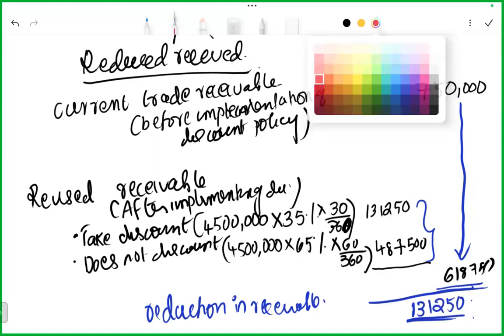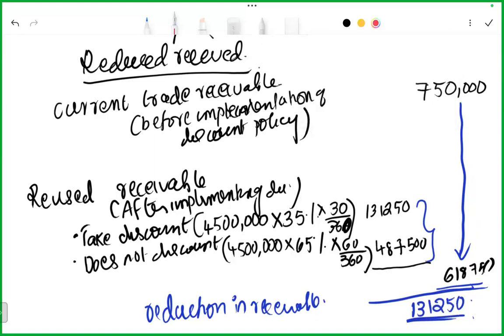What does this reduction in receivable indicate? This is the money that you got. Normally it is 750, but if you introduce the discount, your receivable is 6,18,750. So why is there a difference? The difference is because you receive this much money earlier. That is the idea behind this reduction in receivable. This is actually the cash that you received.